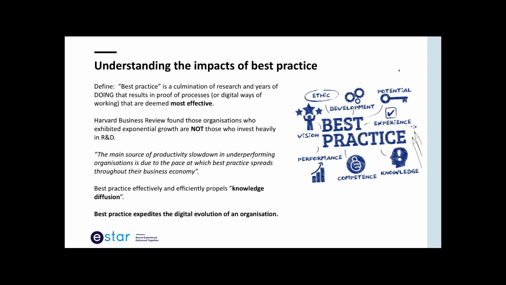This is a bit of an excerpt from the research findings from the HBR. The main source of productivity slowdown in underperforming organizations is due to the pace at which best practice spreads throughout their business economy. So they're basically saying best practice is propelling knowledge throughout the organization, or what HBR calls knowledge diffusion. And in the digital context, best practice expedites the digital evolution of an organization.